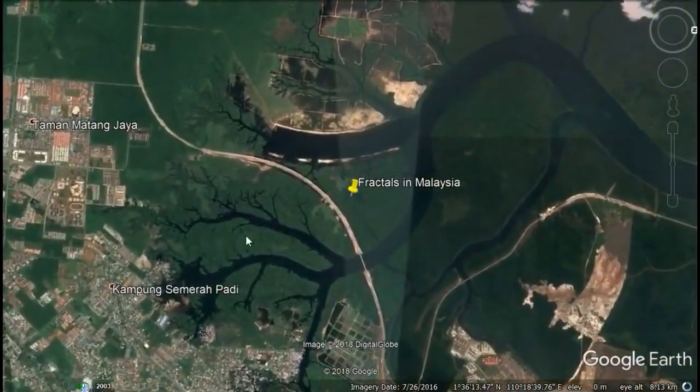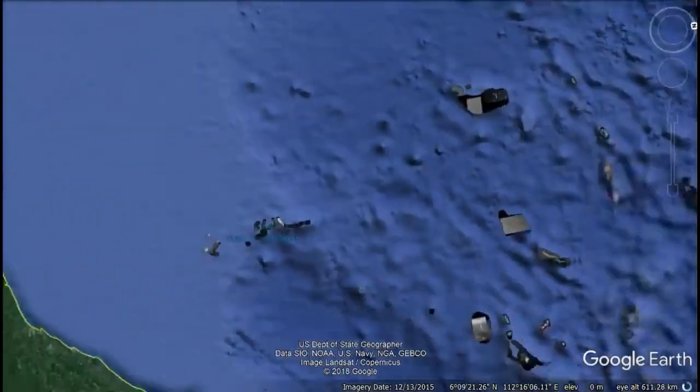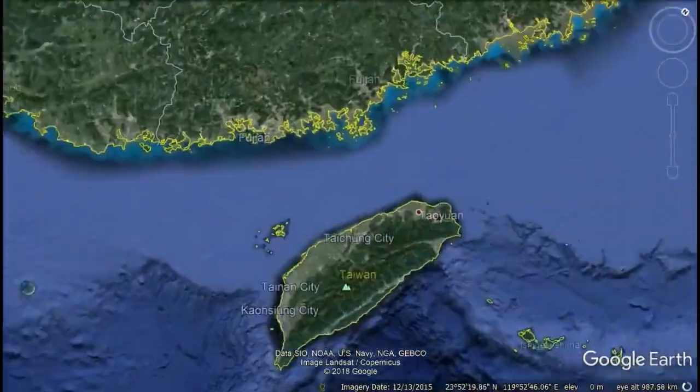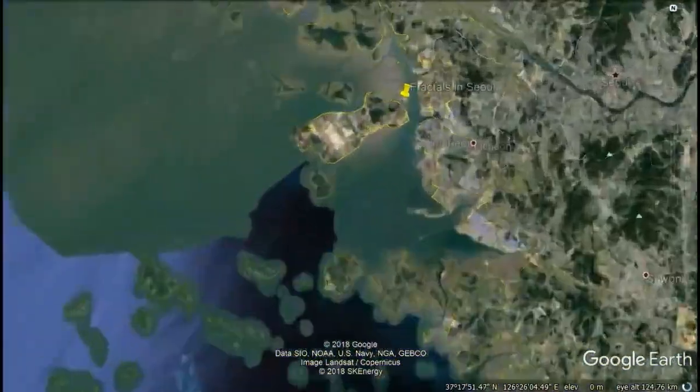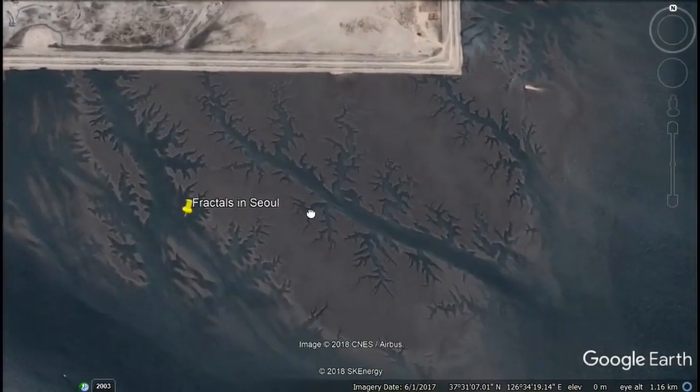And again, another river system which may not have been created by natural geological processes, or not only. Electrical scarring from an event could have been the cause of that, potentially. Let's go to Seoul, South Korea. And again, another interesting example.